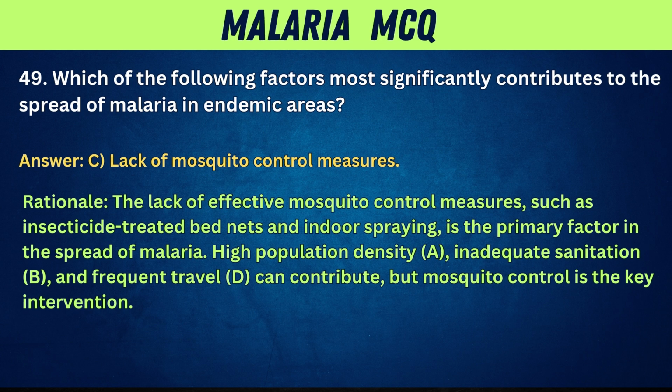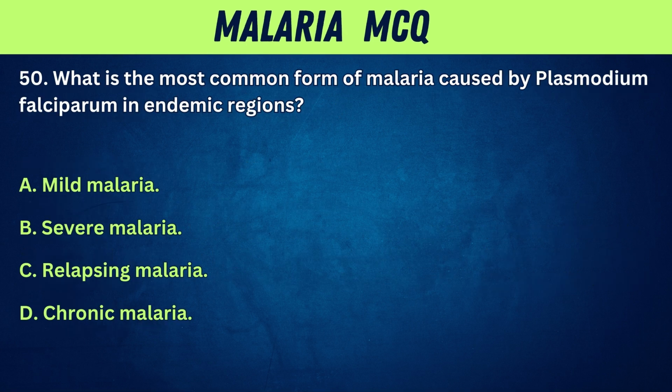Rationale: the lack of effective mosquito control measures, such as insecticide-treated bed nets and indoor spraying, is the primary factor in the spread of malaria. High population density, A, inadequate sanitation, B, and frequent travel, D, can contribute, but mosquito control is the key intervention. 50. What is the most common form of malaria caused by Plasmodium falciparum in endemic regions?